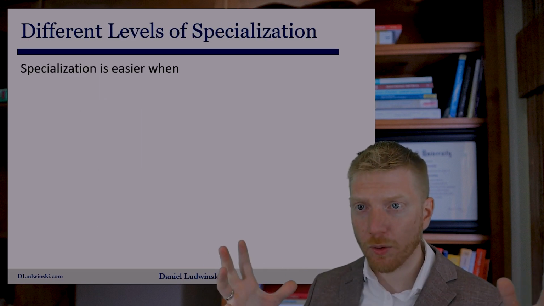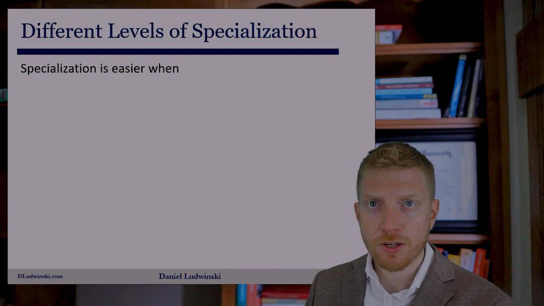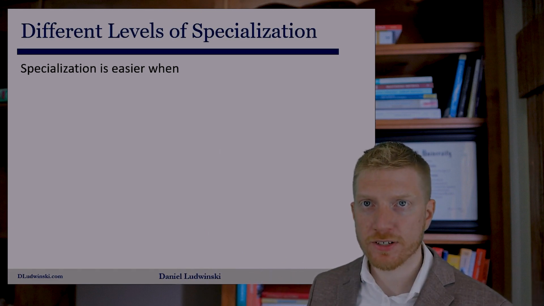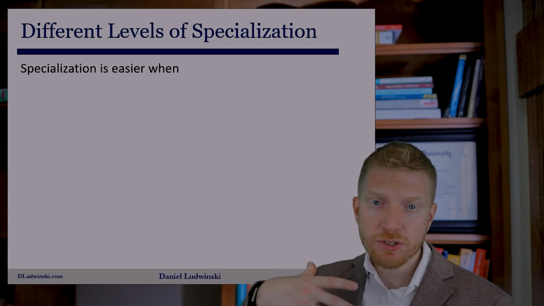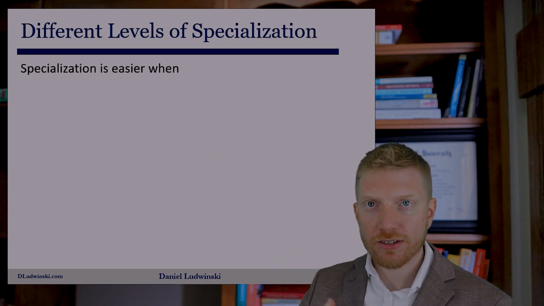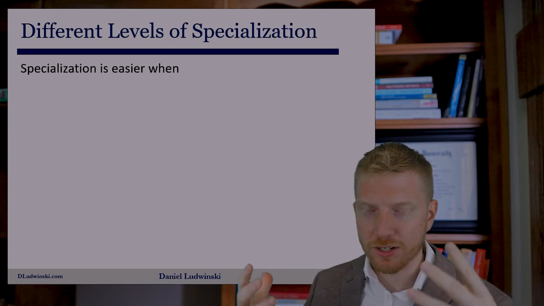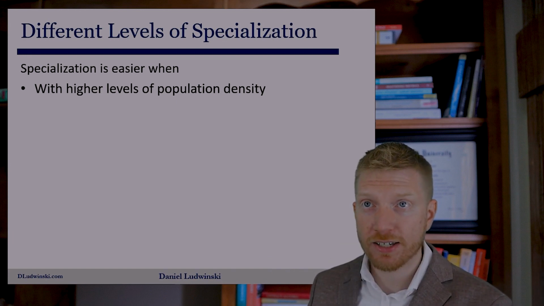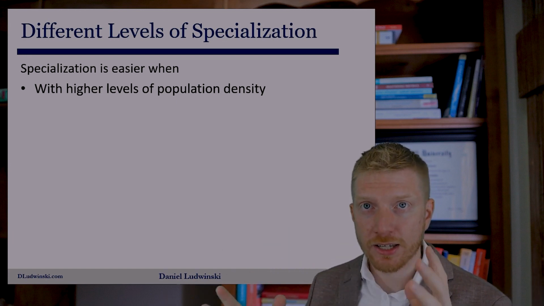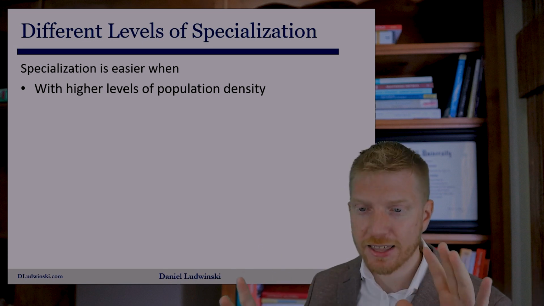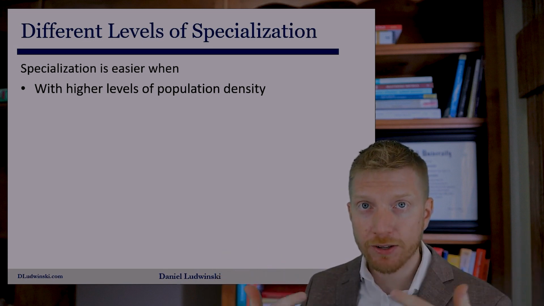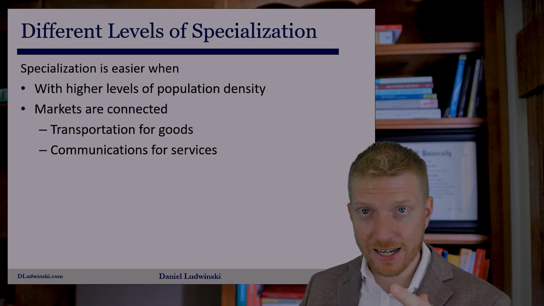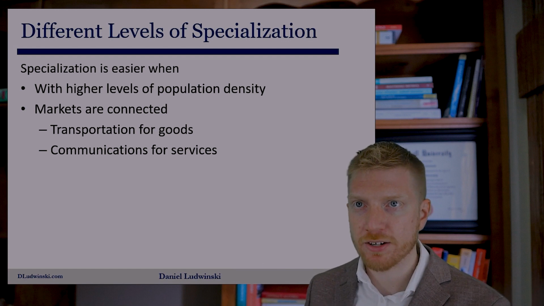So let's talk about where specialization comes from and what are factors that can lead to more or less specialization. The most important thing that you need for specialization is you need a lot of people, and a lot of people that can trade together. And so higher levels of population density make specialization easier. Also, anything else that brings the goods that can be exchanged together, that connects markets, leads to the ability to specialize.